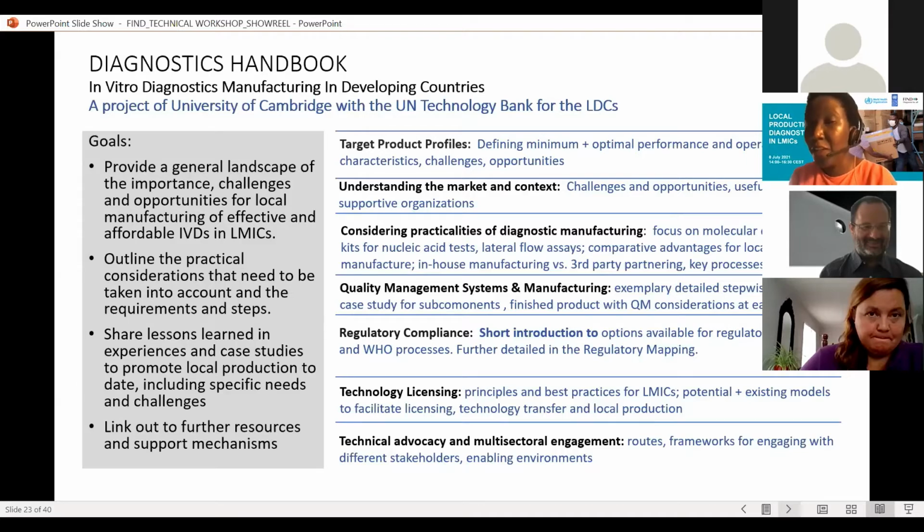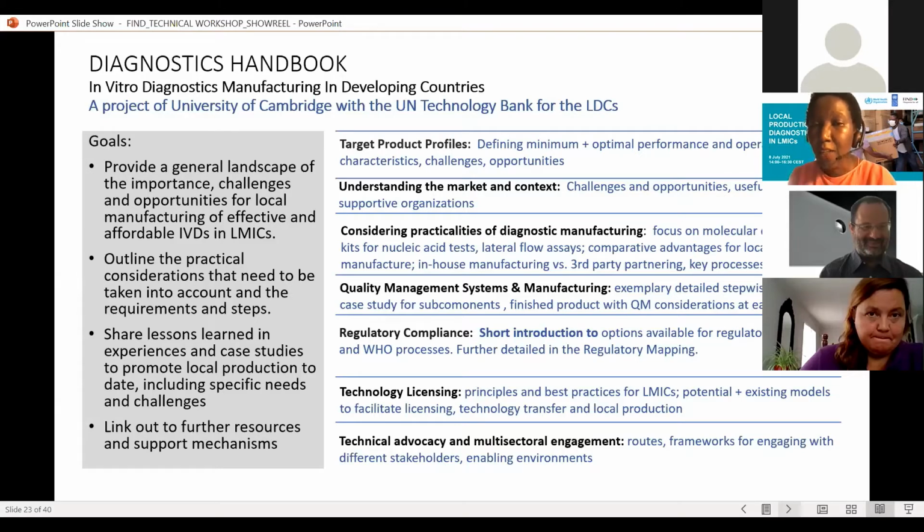Quality is central to all of this, and so there's a detailed case being prepared that explains stepwise what a lateral flow manufacturing process might look like, what the finished product might look like, the components of manufacturing, and the quality manufacturing considerations that are necessary at each step.